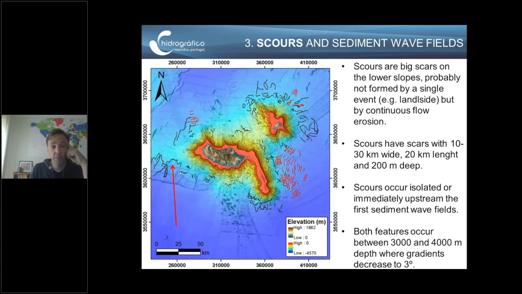So the scours, and we have an example here, can be 10 to 50 kilometers wide, 20 kilometers long, and around 200 meters deep. As I said, they normally occur isolated, as in this case, or upstream of the first sediment wave fields. Both of these features occur between 3,000 and 4,000 meters depth, where the gradient of the island slope decreases to 3 degrees.